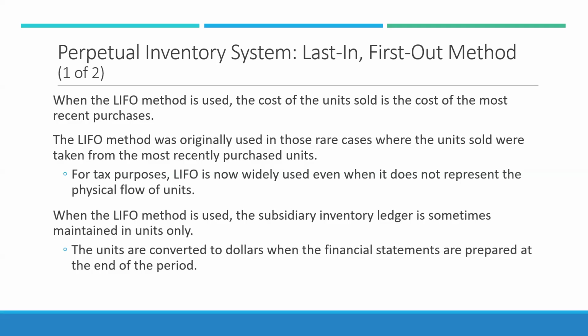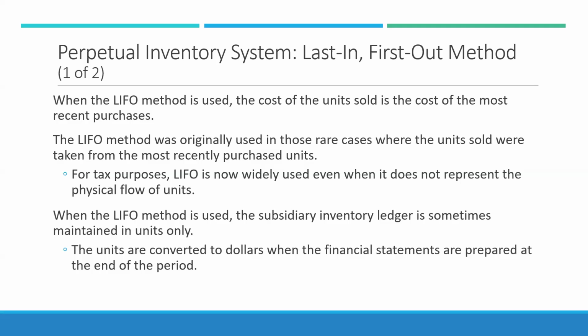However, LIFO is now used mostly for tax purposes, so companies can take a deduction now for the higher costing inventory, generally due to inflation. And because of this, a lot of companies will report it.